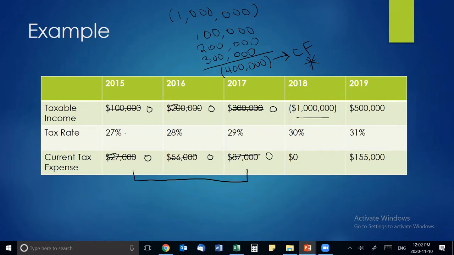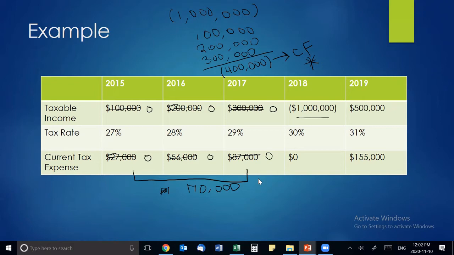If you add up how much tax you had to pay for these three years when you did have taxable income, and now we've allocated 0 as our taxable income, which means we no longer have to pay these amounts. So if we add up the 27,000, 56,000, and 87,000, we're going to get a refund of 170,000. That's how much of a refund we're going to get because we allocated our $1 million loss to all of our incomes in 2015 to 2017.